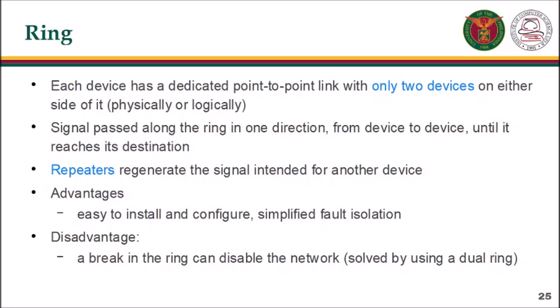Generally, in a ring, a signal is circulating at all times. If one device does not receive a signal within a specific period, it can issue an alarm. However, unidirectional traffic can be a disadvantage. In a simple ring, a break in the ring can disable the entire network. This weakness can be solved by using a dual ring or a switch capable of closing the break.